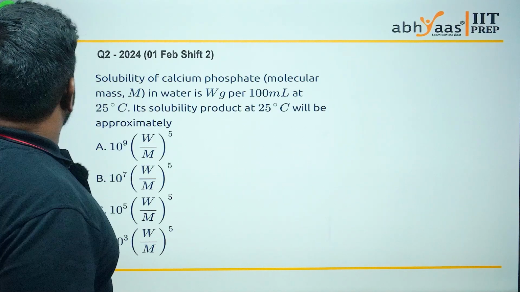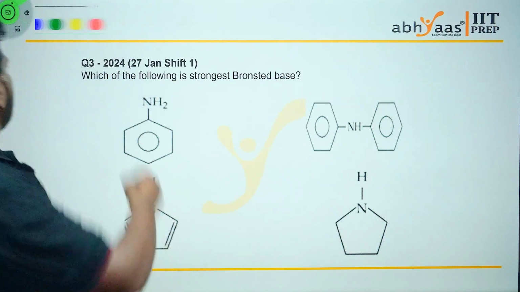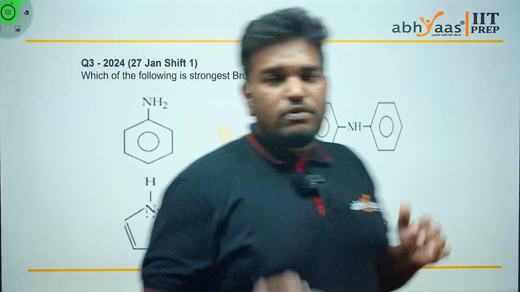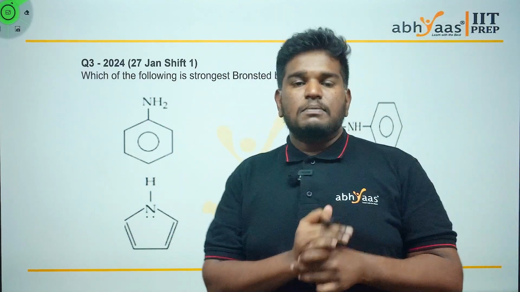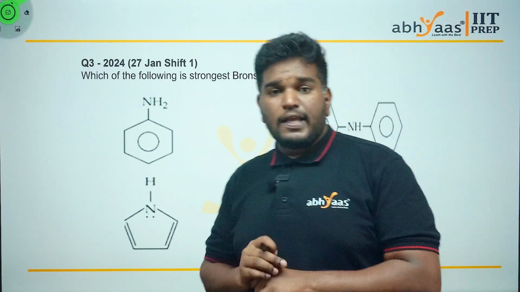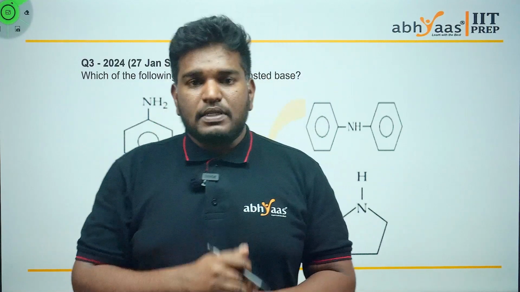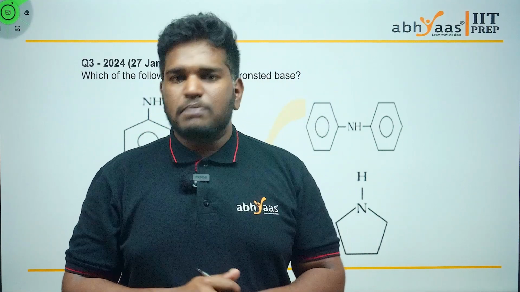Now we will move to the third question. Here we have to find out which is the strongest Bronsted base. So first of all, we will go through the theory. What is a Bronsted base? The H plus ion acceptor, the proton acceptor, is known as Bronsted base.